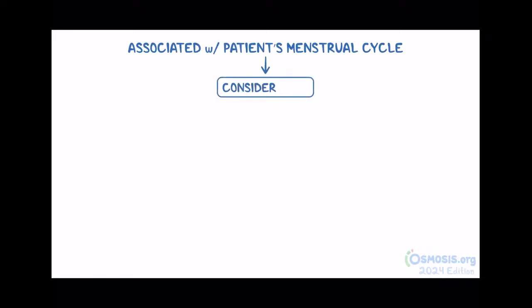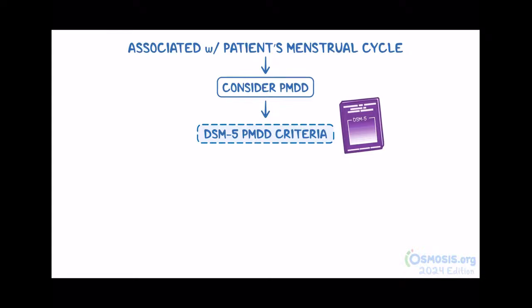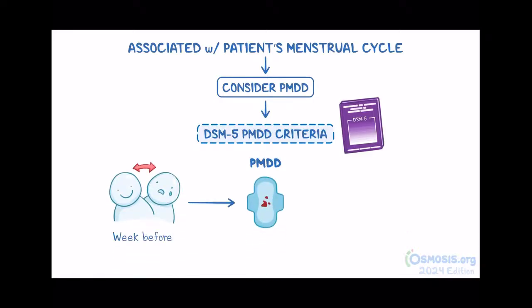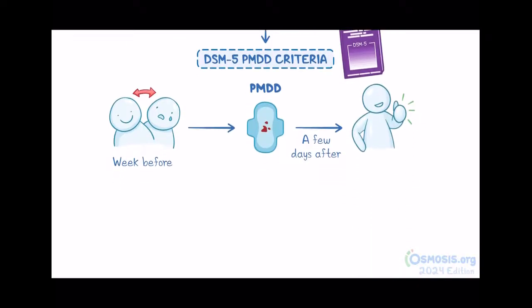On the other hand, if mood symptoms are closely associated with the patient's menstrual cycle, consider premenstrual dysphoric disorder, or PMDD. So, assess the DSM-5 PMDD criteria. PMDD is a severe form of premenstrual syndrome characterized by significant mood changes, which start during the week before menstruation and begin to resolve a few days after the onset of menstruation.